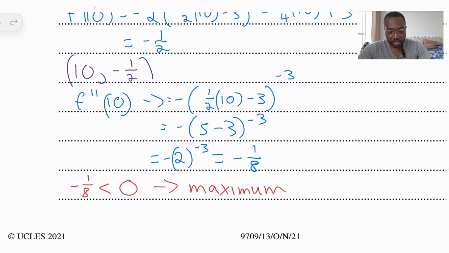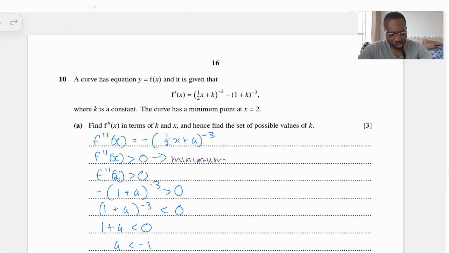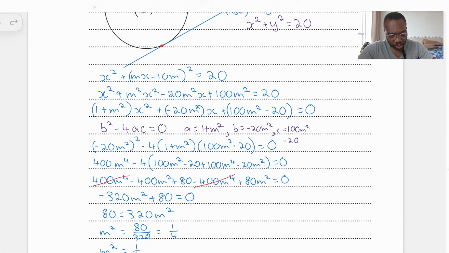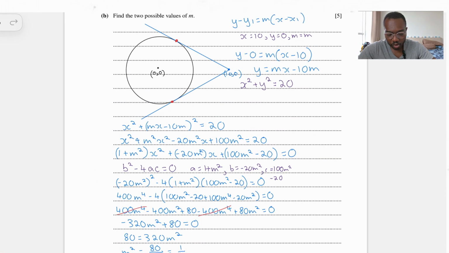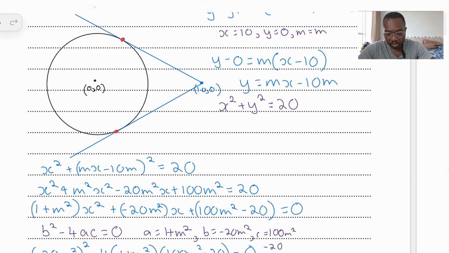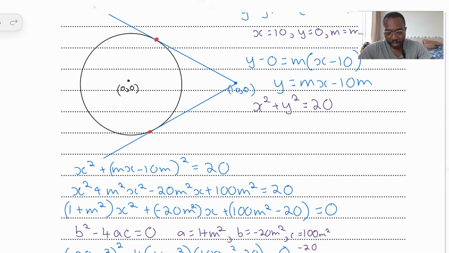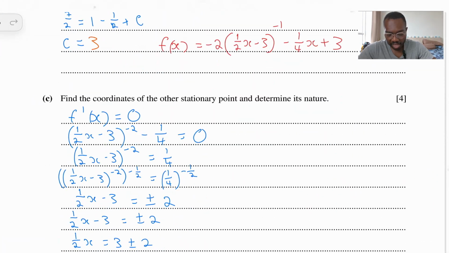So hope you enjoyed this. This paper wasn't too bad, but each question was pretty meaty. So as you can see, there's only 10 questions in this paper. But overall, it wasn't the worst exam. I think that maybe question 9b was a bit of a tricky one if you didn't know to rearrange that to get your mx minus 10m. So that could be a bit tricky. But other than that, it was a fairly okay paper overall.